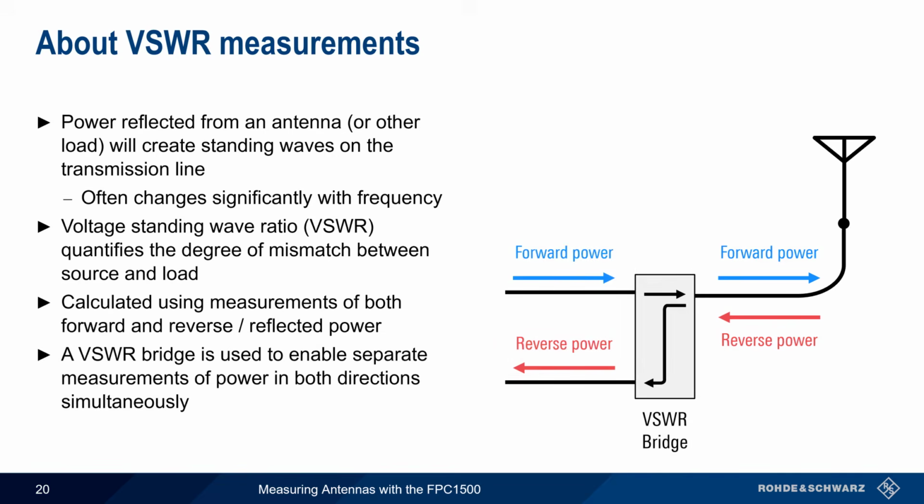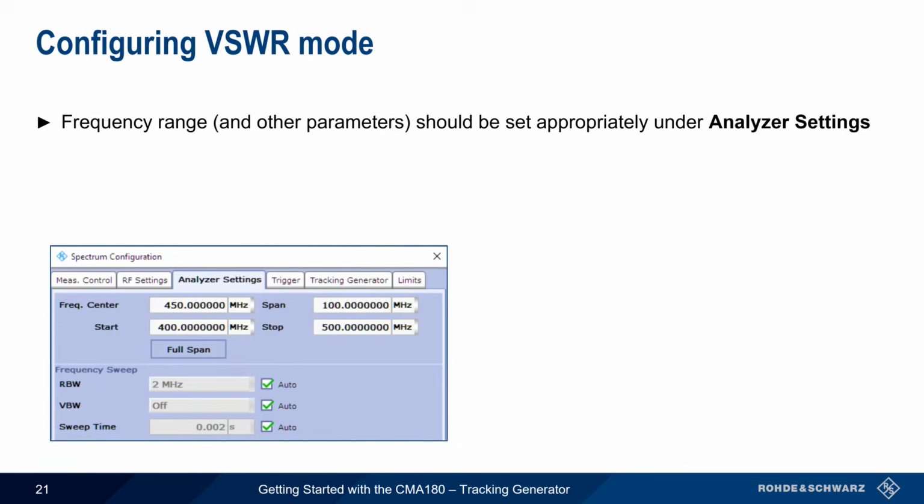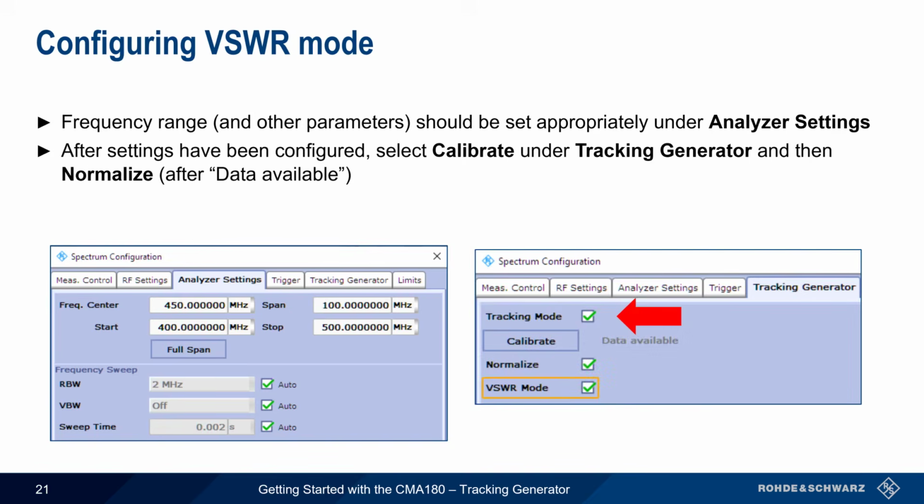A special device called a VSWR bridge is used to separate the forward and reverse power, and allows them to be measured both independently and simultaneously. As with our other tracking generator measurements, the frequency range and other parameters are configured under Analyzer Settings. And as before, once these settings have been configured, Calibrate should be selected under the Tracking Generator tab. Once Data Available appears, normalization can be enabled. The last step is to enable VSWR mode and physically connect the device under test.